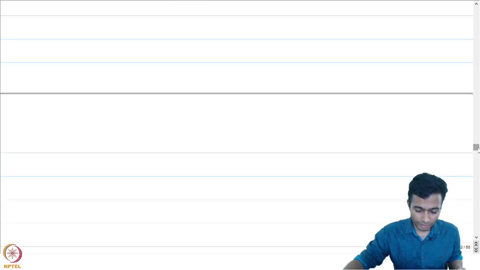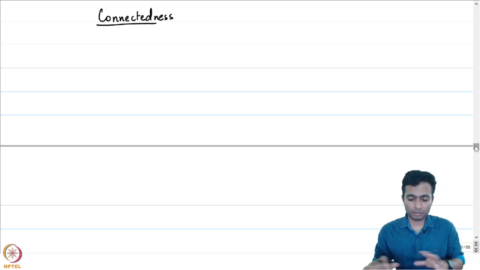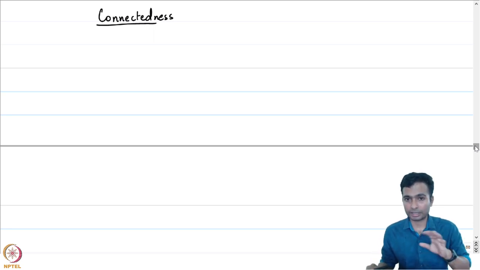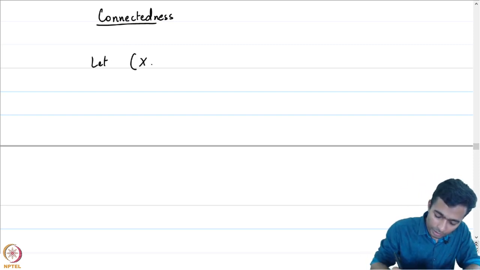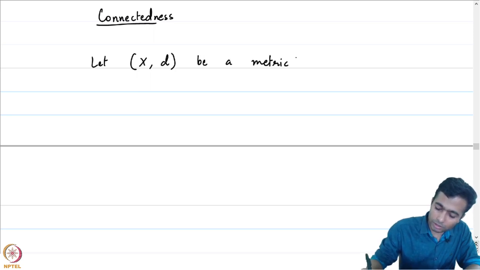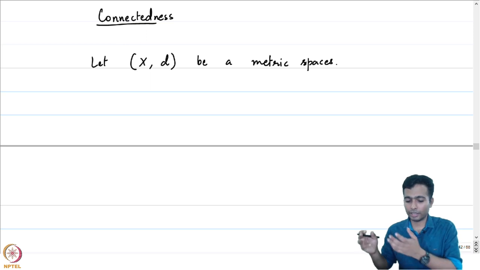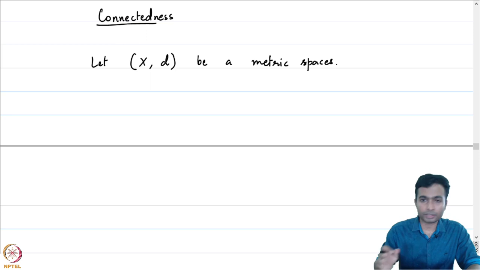So, we will do one thing. In this section, in the definitions involving connectedness, we will work on general metric spaces rather than working just on C. Okay, so let X, d be a metric space. We will talk about connectedness on metric spaces, and then we will give a characterization of what is the meaning of connectedness in the setting of the complex plane. So we'll come to that in a systematic manner.